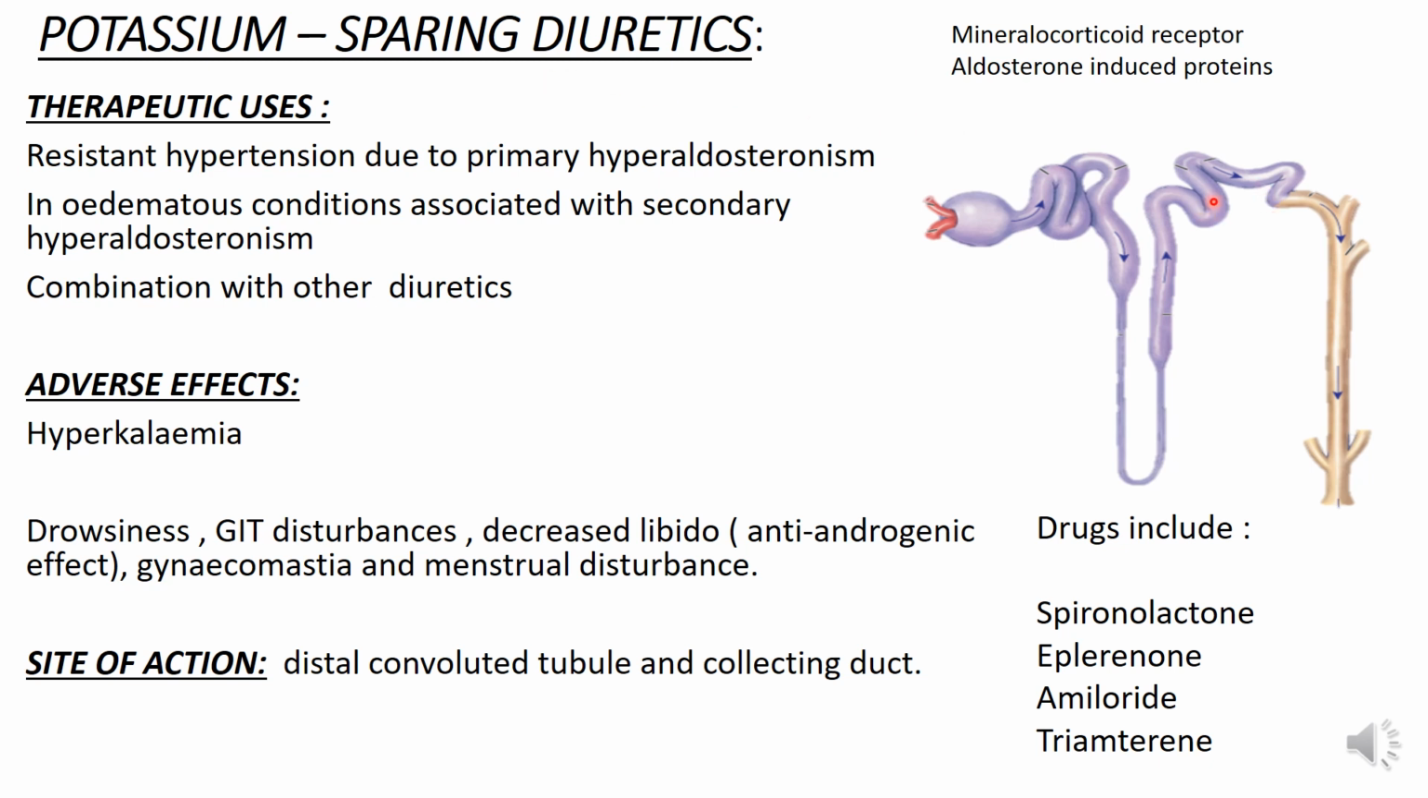This here you can see is the nephron. This is the proximal tubule, this is the loop of Henle, and this is the distal tubule. This is the early portion and this is the late or distal portion. So the potassium sparing diuretics basically act on the distal portion of the distal convoluted tubule and the collecting duct. And as I told you earlier, the potassium sparing diuretics prevent the loss of potassium, right?